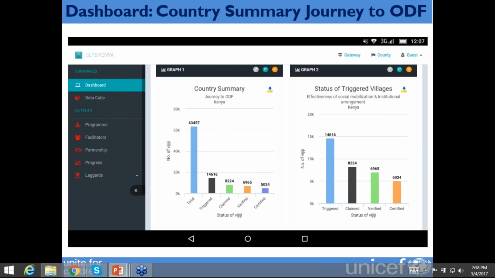And then thereafter, the claim, verification and certification process is part of the institutional arrangement, where verification is done by a peer group of public health officers and local staff. So that brings about how fast and how many of the claimed villages are really verified. And then the certification is done by a third party certifier.